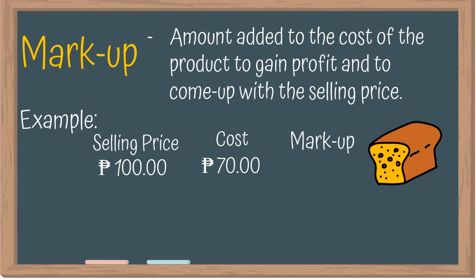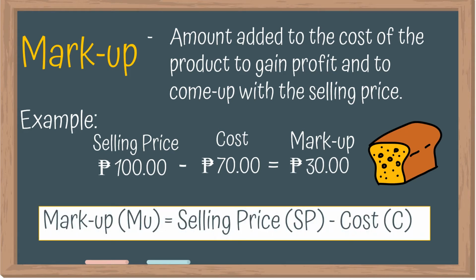Since sabi dito, markup is the amount added to the cost to come up with the selling price, the markup can be obtained by getting the difference between the selling price and the cost of the product. In this case, the markup will be 100 pesos minus 70 pesos, which is equal to 30 pesos. Therefore, markup is also equal to the selling price minus the cost.